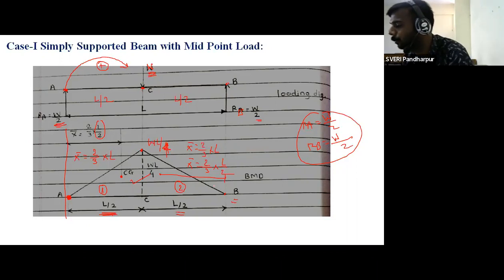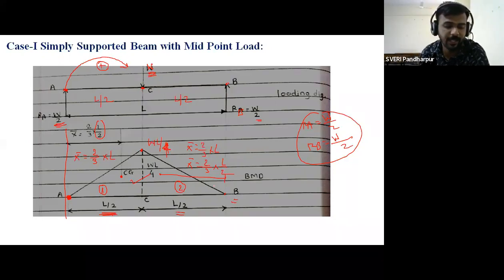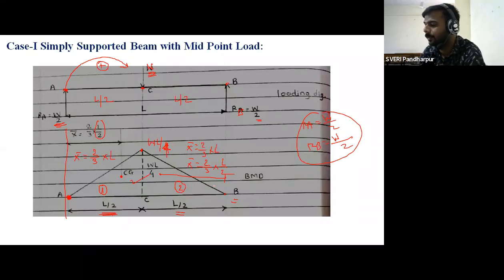Write down: consider simply supported beam subjected to point load at center, having reactions at A and B, each W by 2. At points A and B each W by 2, full stop.